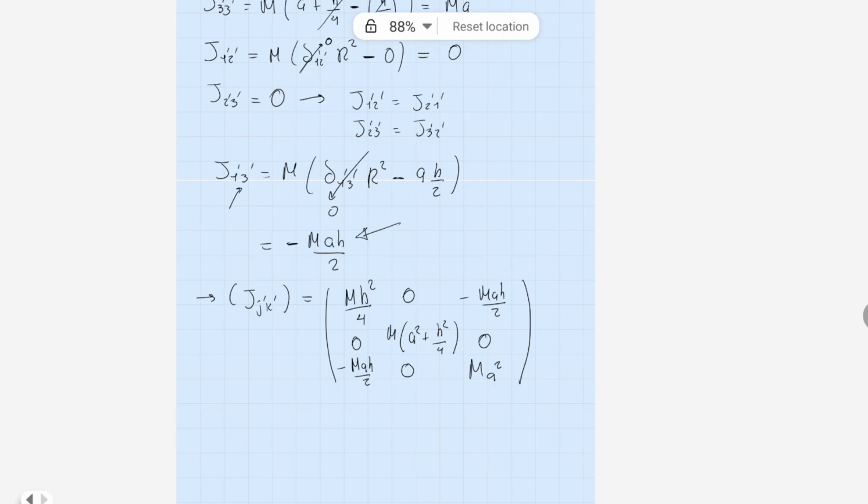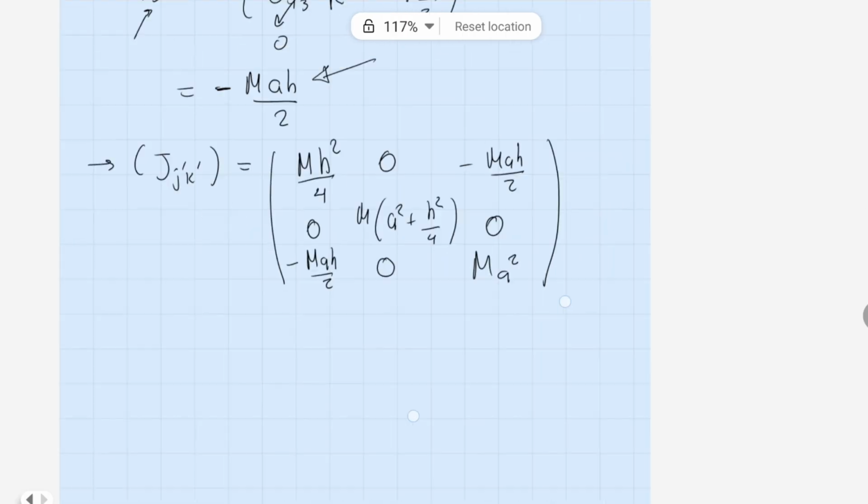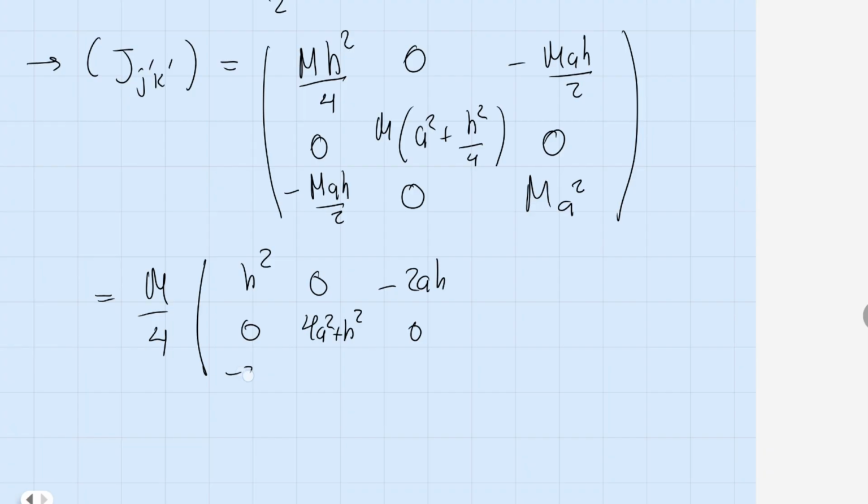Perfect. So, okay. Let me rewrite this matrix in a better way. We are going to take a common factor m divided by 4, and this is going to multiply: h squared, 0, minus 2ah; 0, 4a squared plus h squared, 0; minus 2ah, 0, 4a squared.